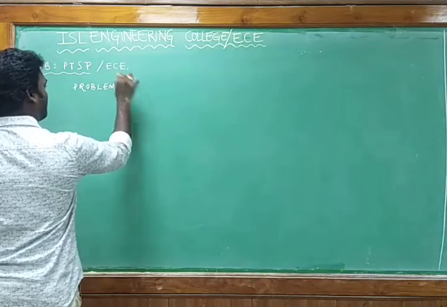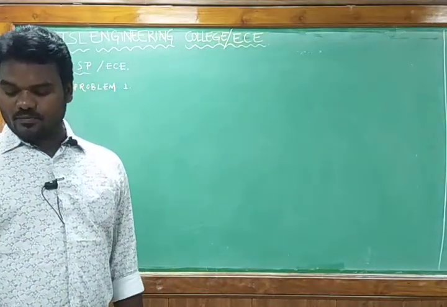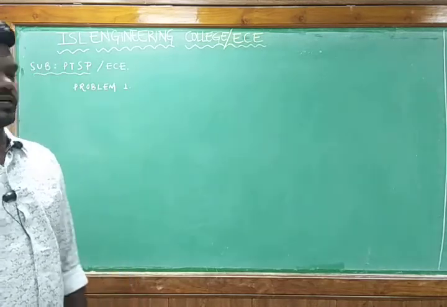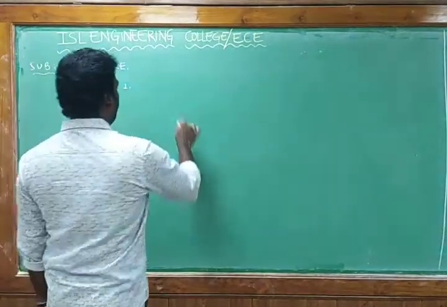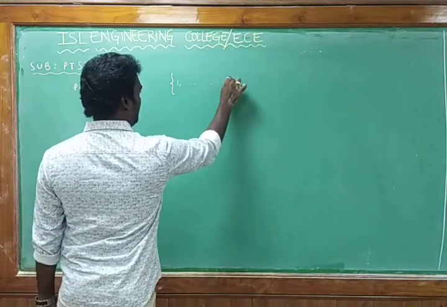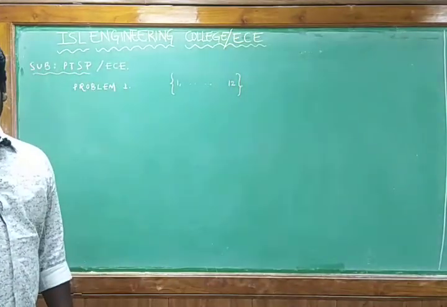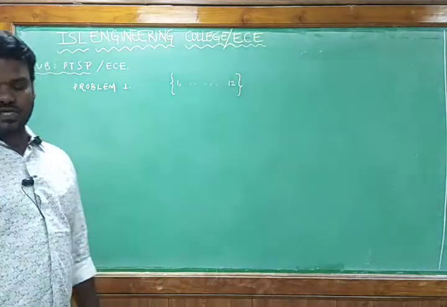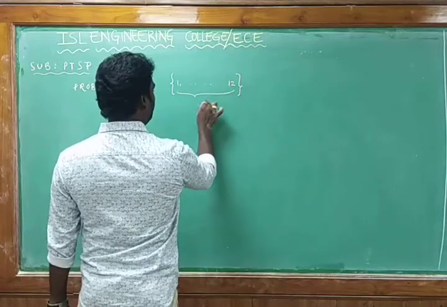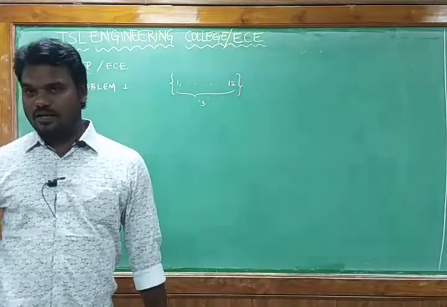Problem 1. 3 light bulbs are chosen at random from 12 bulbs. That means we have a set of 12 bulbs, and from this set, 3 light bulbs are chosen at random.